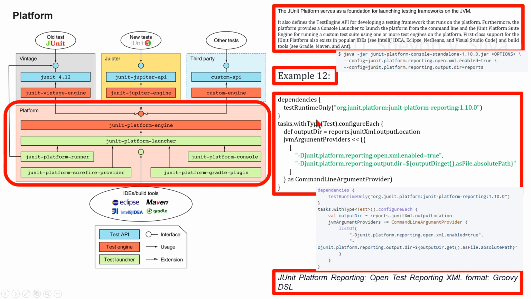This is the Groovy DSL, here Kotlin DSL, here the console launcher. When using the console launcher, you can enable test reporting output by setting configuration parameters via --config.